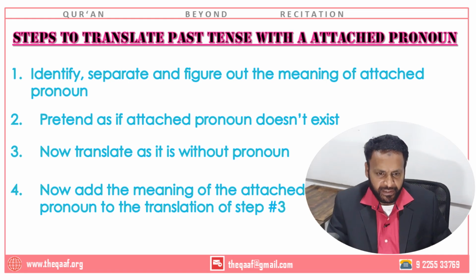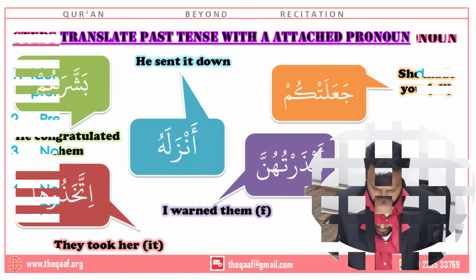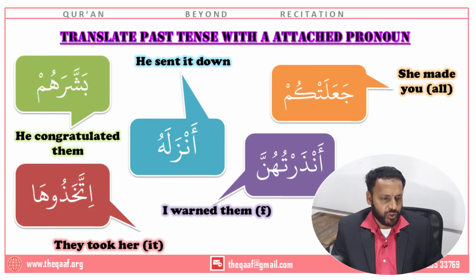Okay, so let's see if we can do this. Let me do this one for you. Anzalahu. This is not the past tense format that we have studied. It looks like something additional here. Yes, these are two words. The second word is hu and the first word is anzala. So I have done the first step: I have identified the pronoun. The pronoun is hu and the verb is anzala. The next step is to pretend as if hu is not there.